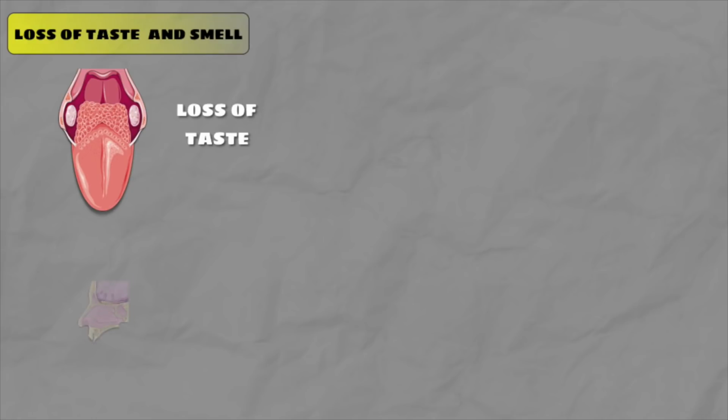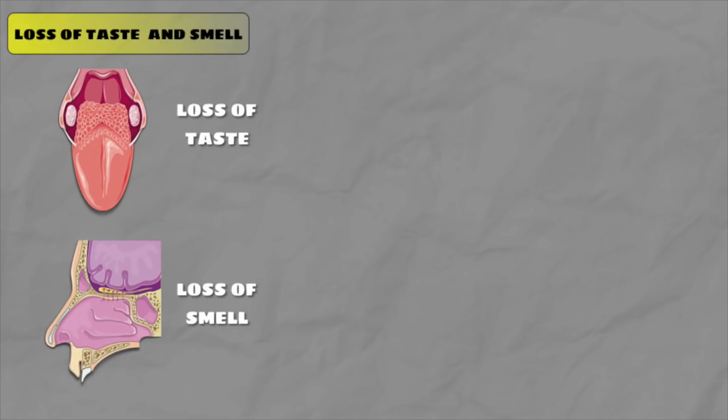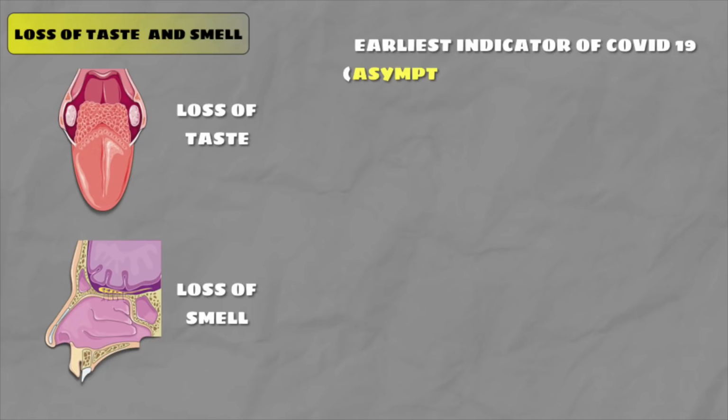Lastly, we would like to mention two peculiar symptoms: loss of taste and loss of smell. A sudden onset of loss of taste and smell are two symptoms that can be the earliest indicator of COVID-19. An average of 47% of individuals who tested positive for COVID-19 can have subjective complaints of taste and smell loss, particularly in case of asymptomatic or mild disease.